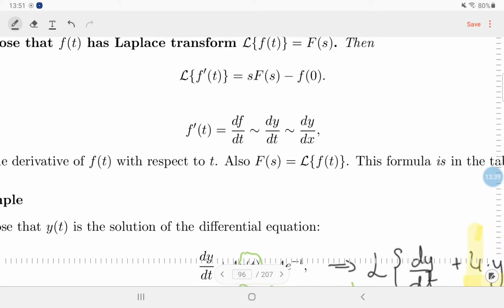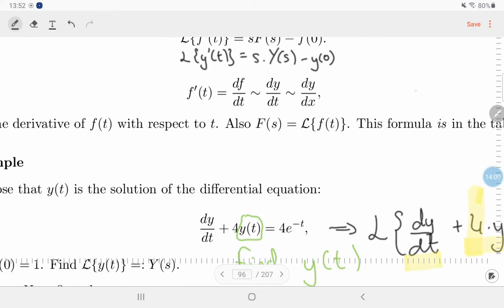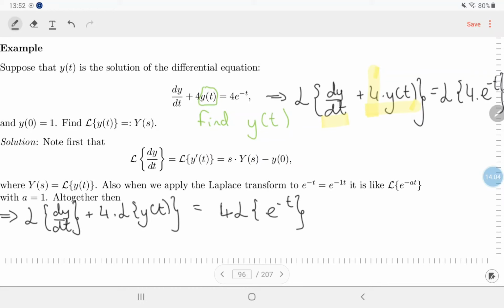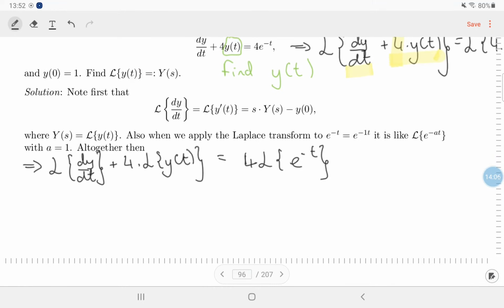Imagine this with a y here: it'll be the Laplace transform of y dashed of t equal to, now the s doesn't change. Instead of big F, it'll be big Y. Instead of little f of 0, it'll be little y of 0. Remember that dy dt is exactly the same thing as y dashed of t, so that is written down here as well. So the Laplace transform of the first derivative goes like this.